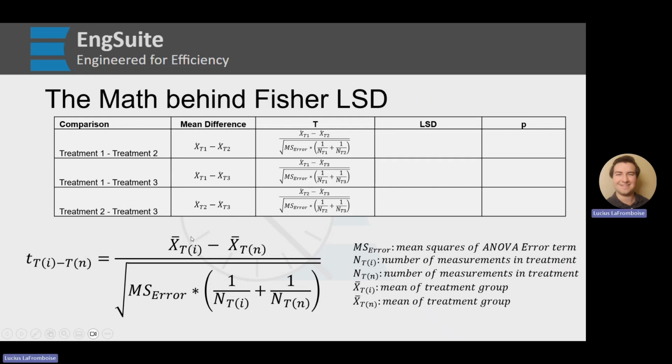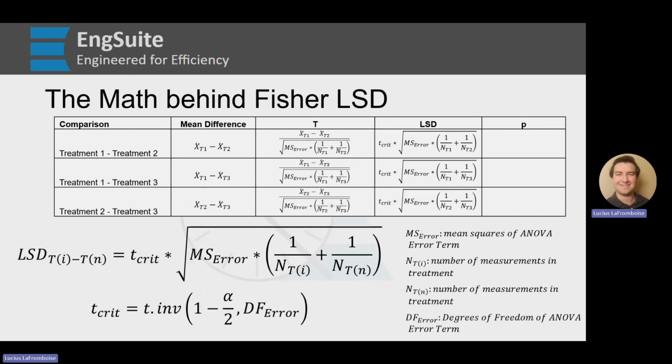The formula here is the mean difference of the groups over the square root of the mean squared error times 1 over the number of measurements in the first group plus 1 over the number in the second group. So we're just adding up the reciprocal of the number of treatments in each group, multiplying it by that mean squared error, taking the square root, and dividing our mean difference by that.